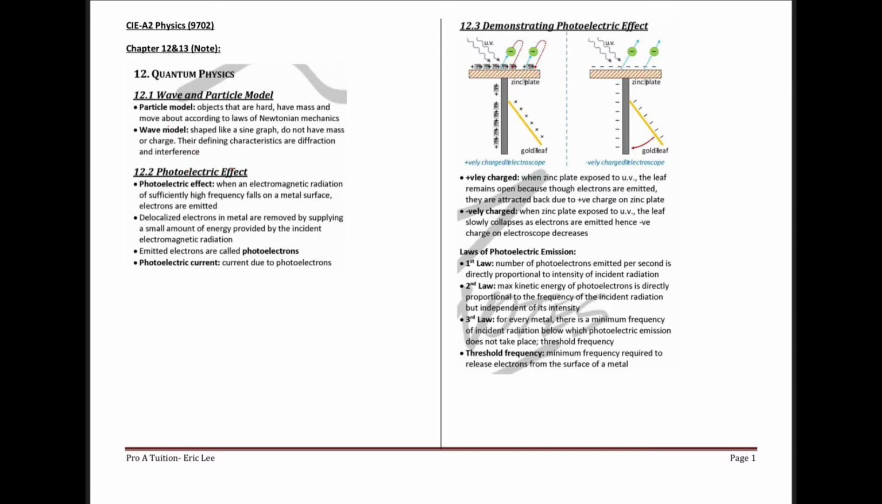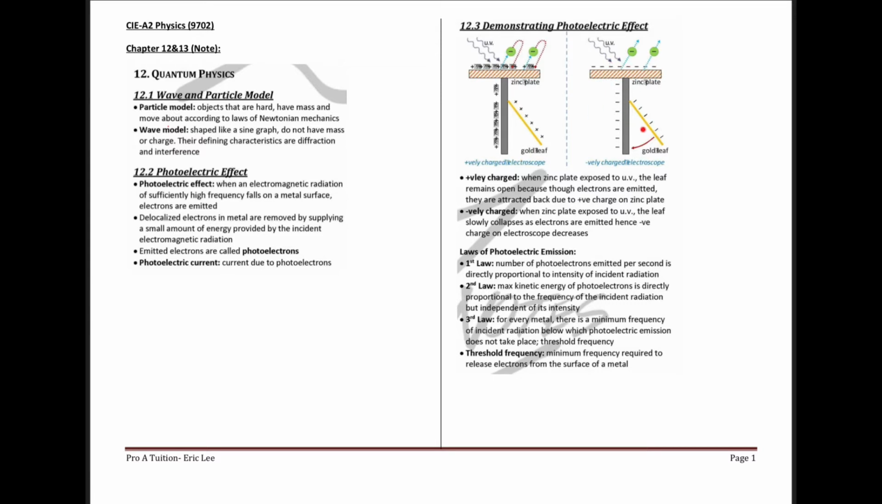Photoelectric effect is where UV light shines on a metal, and then the electrons get the energy and come out from the metal. That is the photoelectric effect. The electrons that come out are called photoelectrons. The movement of photoelectrons causes photoelectric current.